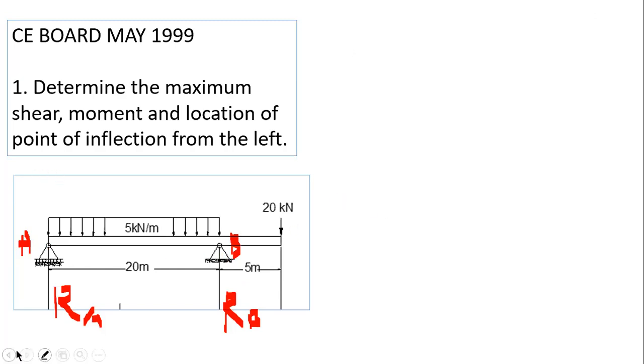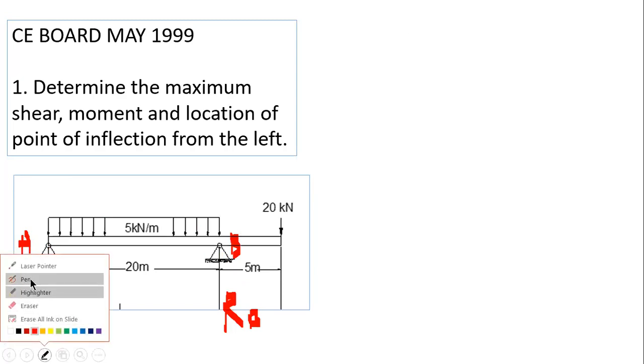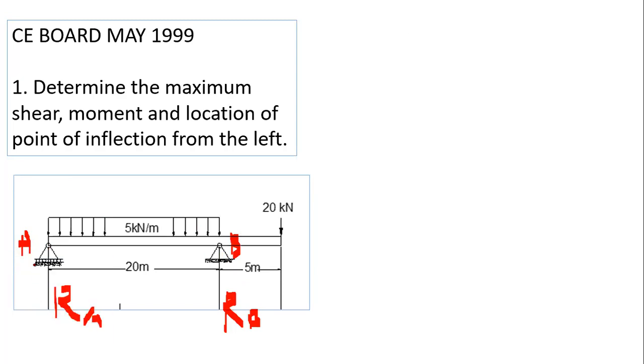So let's calculate. If we take moment at A equal to 0, all forces going in the clockwise direction are equal to those in the counterclockwise direction. So we take moment here at A, so we calculate RB. So what are our clockwise forces? 5 times 20. You have here this resultant force becomes 5 times 20.